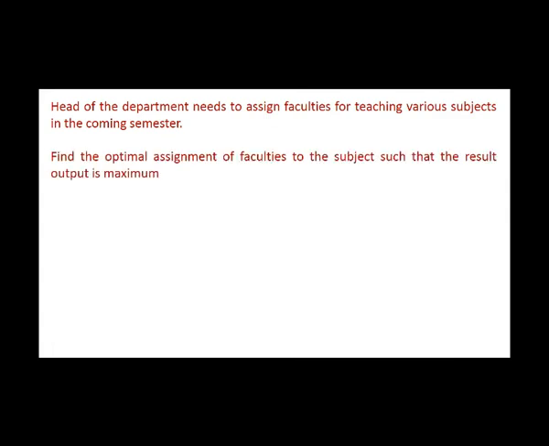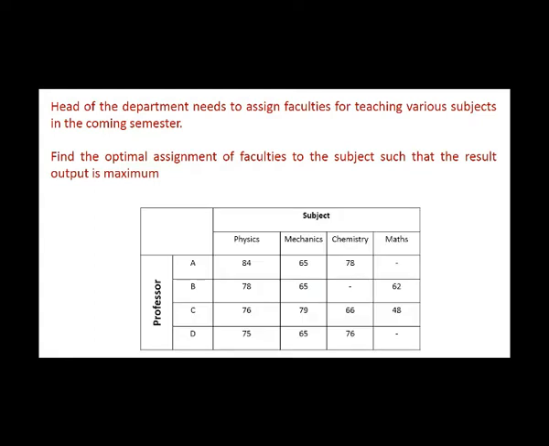So I have one more problem of a similar type. Let us say a head of department needs to assign faculties for teaching various subjects in the coming semester. Find the optimal assignment of faculties to the subjects such that the result output is maximum. The subjects are physics, mechanics, chemistry, and mathematics, there are four professors A, B, C, D, and the results from the previous data are given as follows.